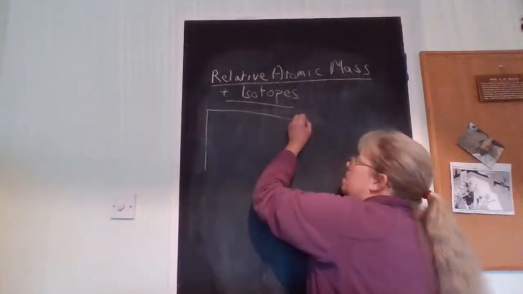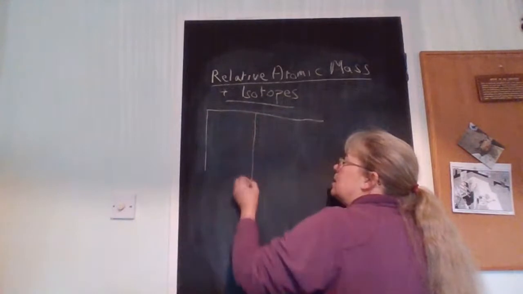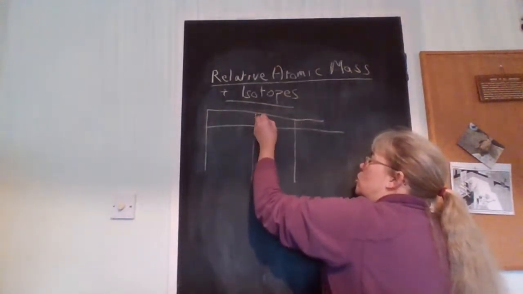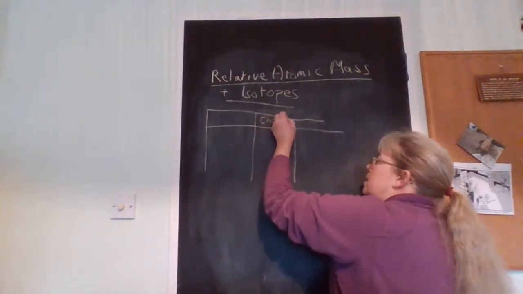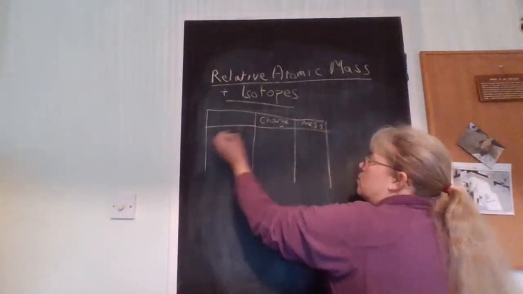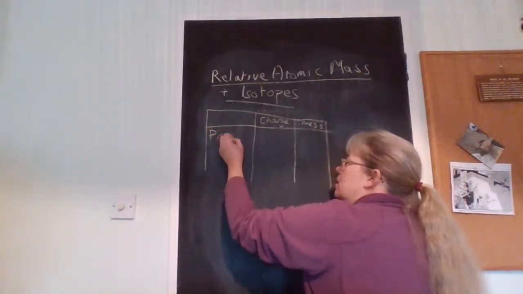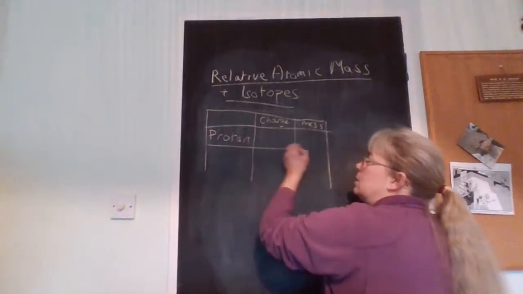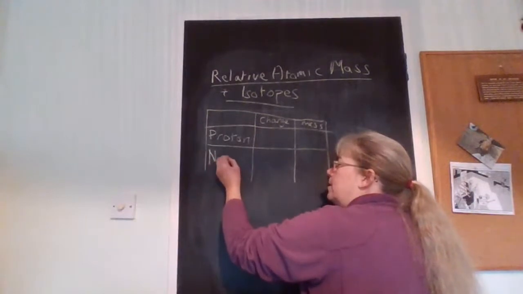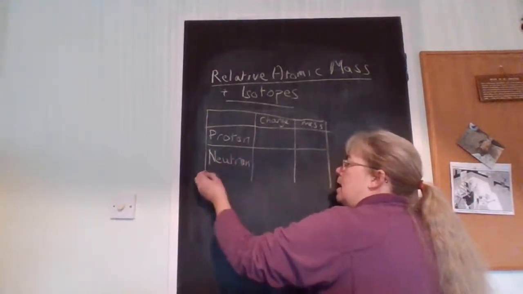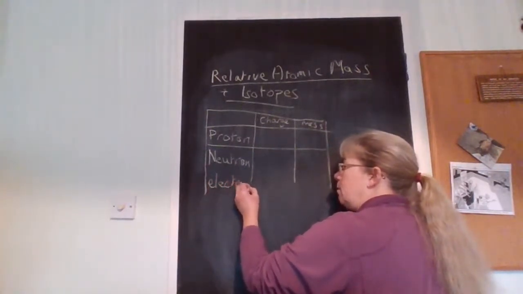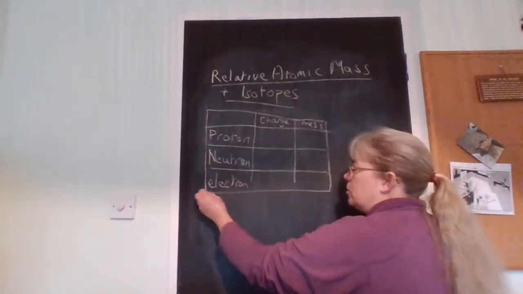Right, so we go across there: charge and mass. Proton, remembering all your particles in an atom, and the other one in the nucleus is the neutron. And the last one, which is whizzing around the outside, is the electron. Hopefully you can remember all those.